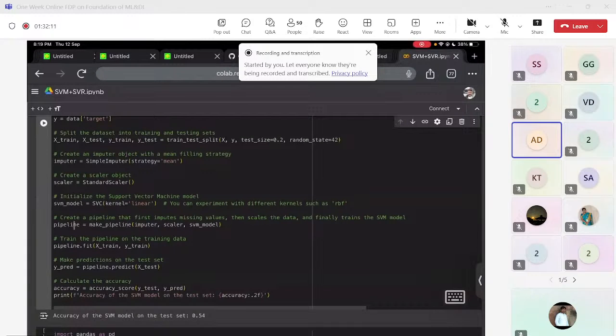Once that pipeline is created, you just do pipeline.fit. Yesterday we did model.fit, right? But now you do pipeline.fit on the training data set. Again, when you're testing, you do pipeline.predict on the test set. You get your predictions and calculate the accuracy. Your accuracy is very bad, just 54%, which is an indication that the kernel is bad. The linear kernel is not working on this data. Maybe the data requires something non-linear.